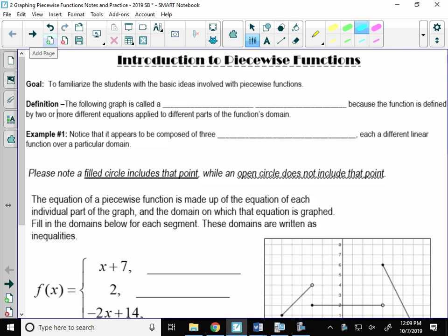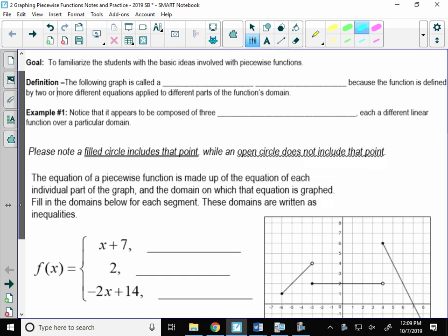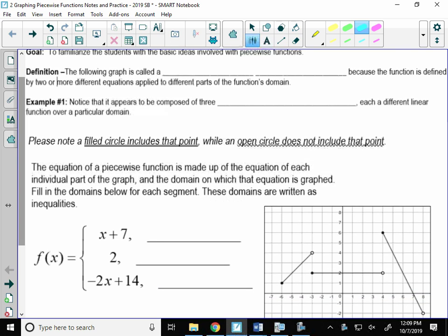Pieces and parts of a piecewise function that we started to look at on Friday. So, definition: the graph that's down here, both the equation and the picture, is called a piecewise function. Piecewise, one word, two words, I don't care. A piecewise function, which we saw a little bit of on Friday, takes pieces and parts of different graphs and puts them together into one function.